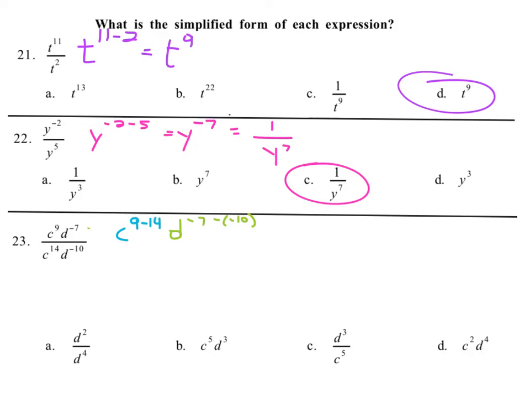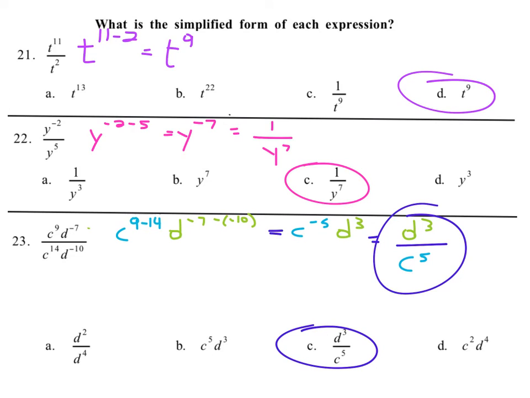Okay? What does that look like when we resolve it? It looks like c to the 9 minus 14 is negative 5. D to the negative 7 minus negative 10 is the same as negative 7 plus 10, or 3. And when we simplify that, the d to the third stays on top, and the c to the negative 5 moves to the bottom as c to the positive 5. And that's what we get as our answer, and that is C.